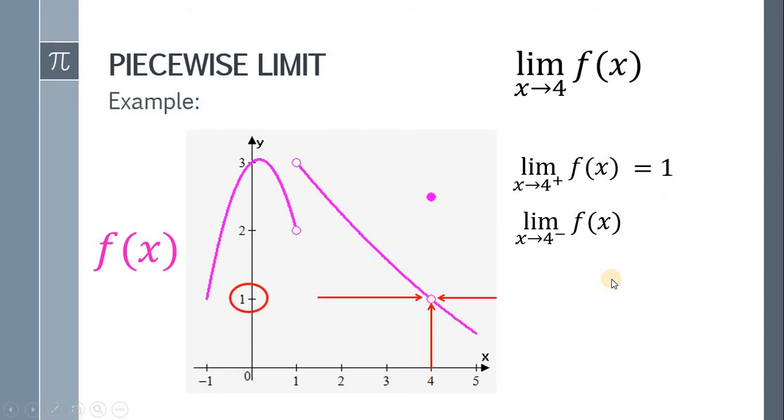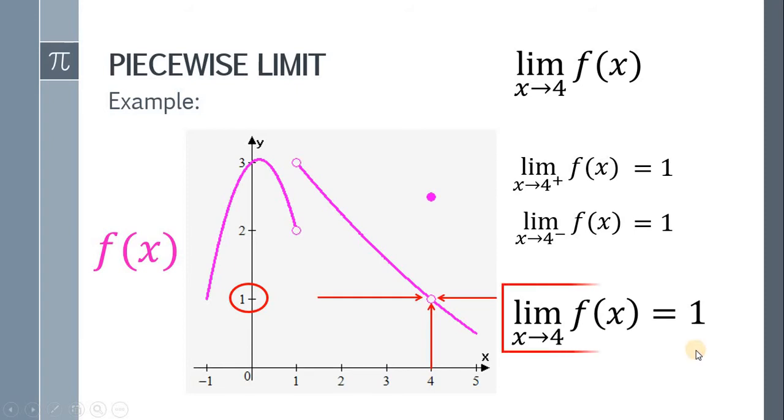O yung taas niya is 1. Yung value niya is 1. Therefore, the limit of f of x as x approaching to 4 is 1. Sometimes, may nakukuha kong ganitong tanong. Sir, nalilito po kami kapag mayroong hole. No, tandaan natin mabuti na we don't care kung ano yung mangyayari dun sa eksaktong 4.